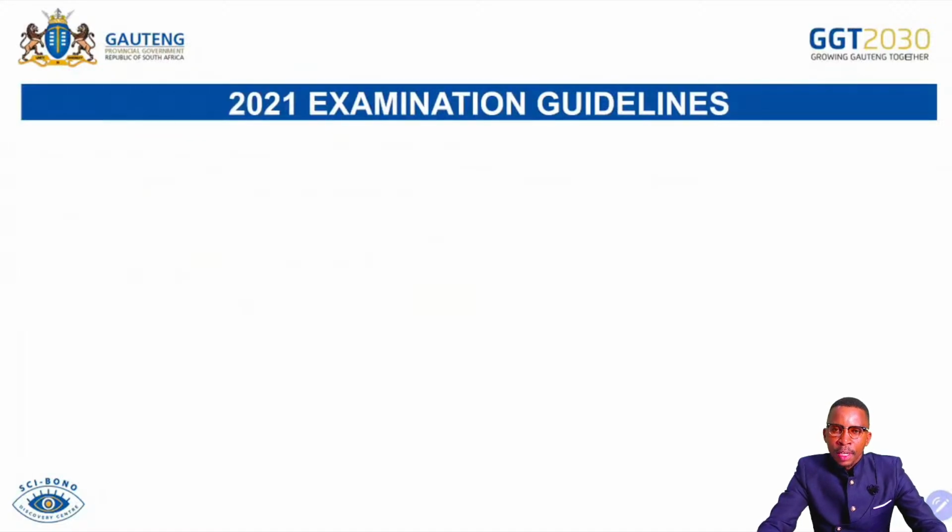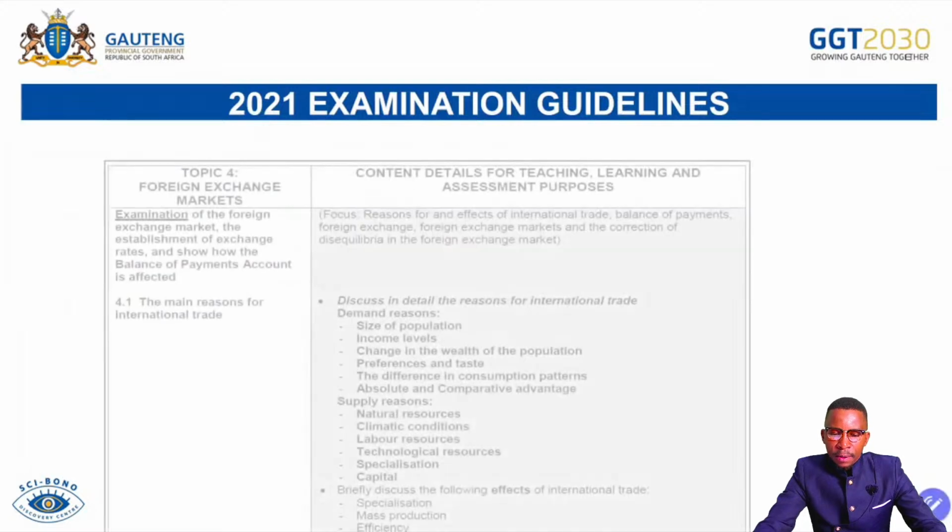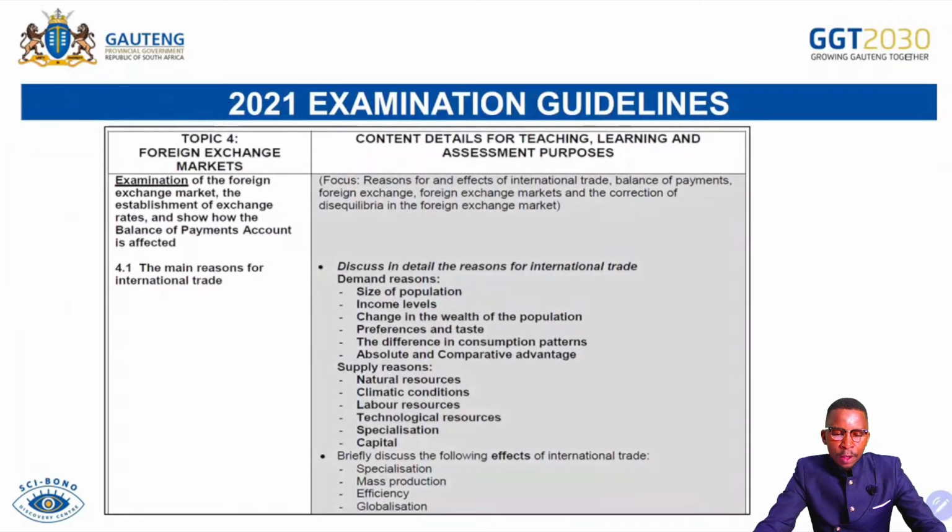When we begin our lesson, we always start with examination guidelines. This is a very important document that guides you on how examiners will assess you during the examination. There is no way that they can move away from these guidelines. So topic number 4, the foreign exchange market. This is the very important content that you need to ensure that you have pasted in your book, so that when you study, you follow. You know what should be studied as a short question or as an essay.